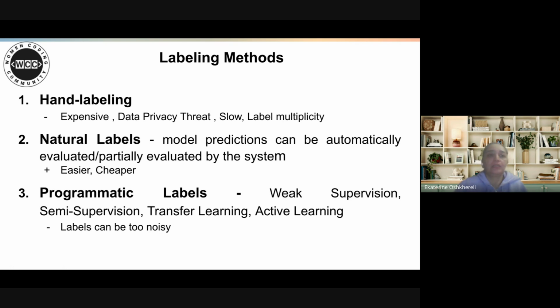And another type of programmatic labels is semi-supervision. In semi-supervision we have a small data set which is already labeled, and according to this small data set we can label the bigger data set. Again, this can lead to noisy data.